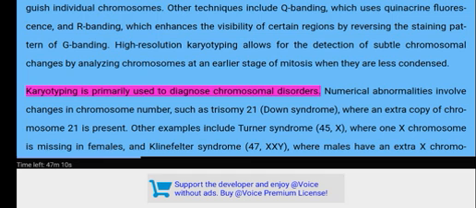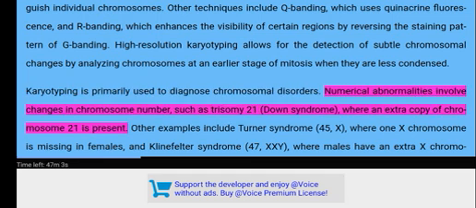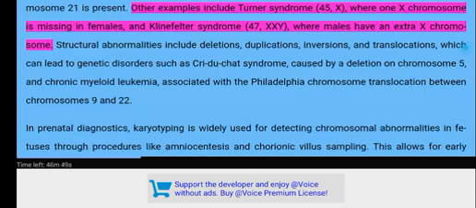Karyotyping is primarily used to diagnose chromosomal disorders. Numerical abnormalities involve changes in chromosome number, such as trisomy 21, Down syndrome, where an extra copy of chromosome 21 is present. Other examples include Turner syndrome, 45,X, where one X chromosome is missing in females, and Klinefelter syndrome, 47,XXY, where males have an extra X chromosome.